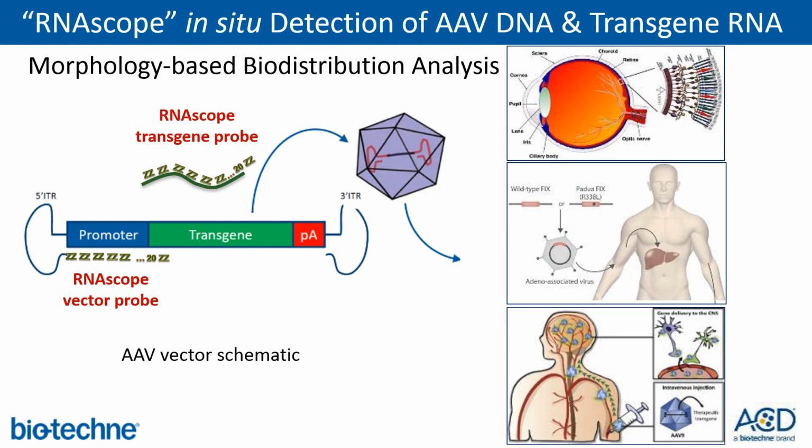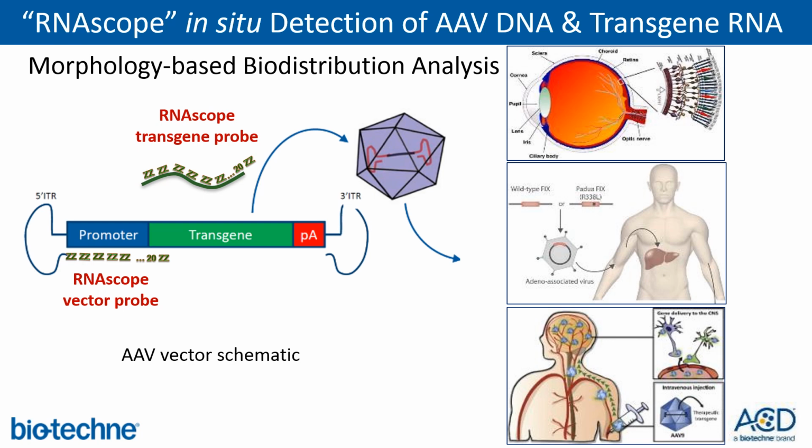So now back to the primary focus here of methods for looking at AAV DNA and transgene expression. Now our assay is called RNAscope because it was originally developed prior to the development of gene therapy methods, and the intention was to detect low copy endogenous RNAs.